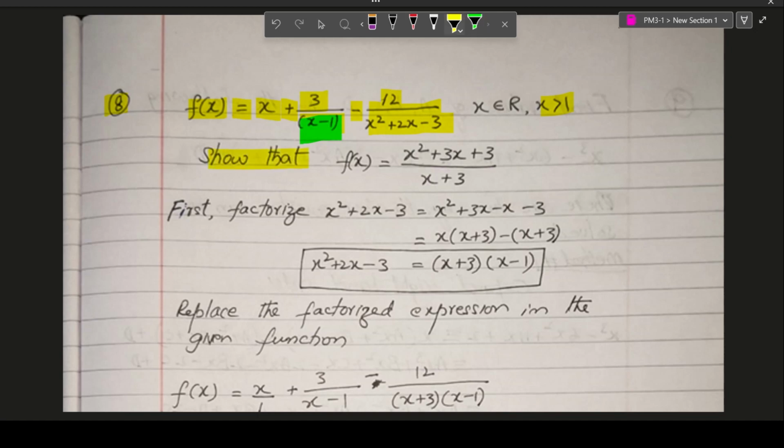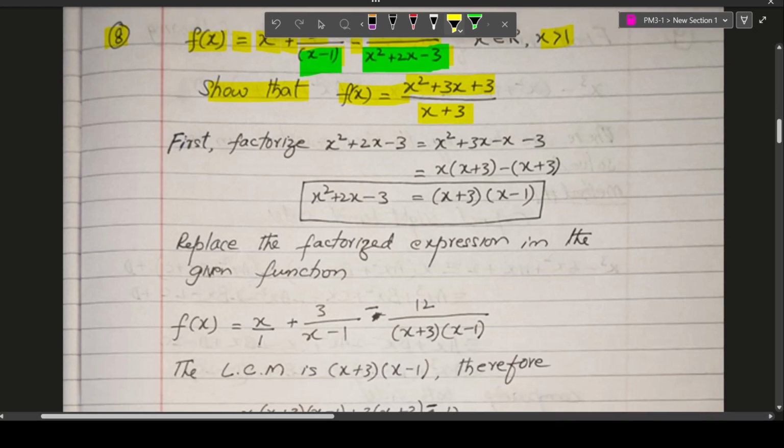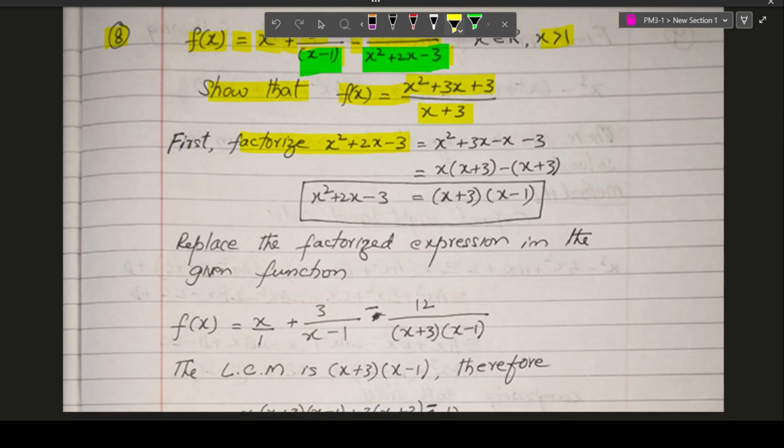We have to show that f(x) is equal to (x² + 3x + 3)/(x + 3). So first of all, we will factorize the quadratic part here, x² + 2x - 3, and let's see how we do it. Factorize this: x² + 3x - x - 3. If you factorize this, you'll get +3x and -x.